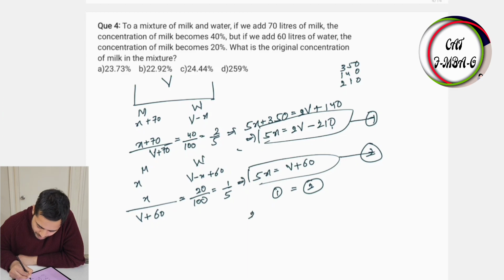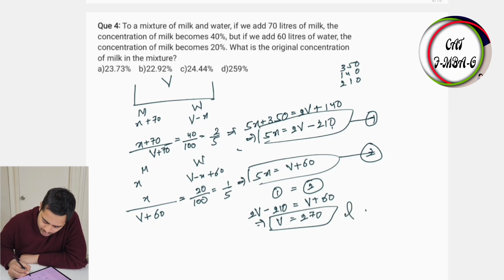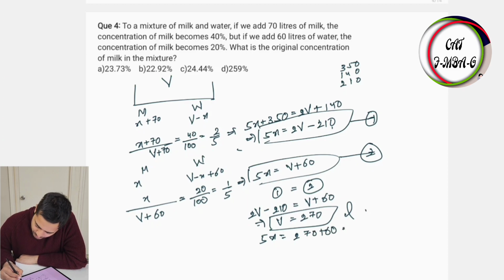That implies 2V minus 210 is equal to V plus 60. That implies V is equal to 270 liters. Total volume is 270 liters. Also 5x is equal to V plus 60, which is 270 plus 60, is equal to 350. So x is equal to 70 liters.